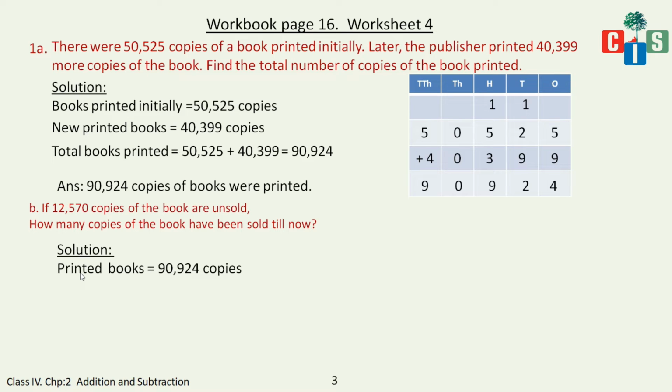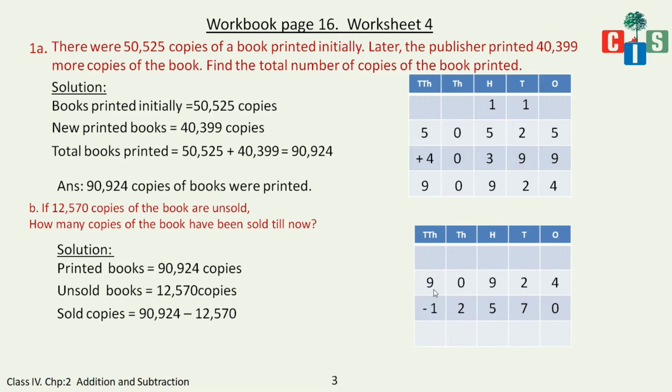Solution, we'll start. Printed books are 90,924 copies and unsold books are 12,570 copies. So to find out the sold books, I have to subtract the two. Yes, sold copies will be given by subtraction. And here we go with the place value chart.